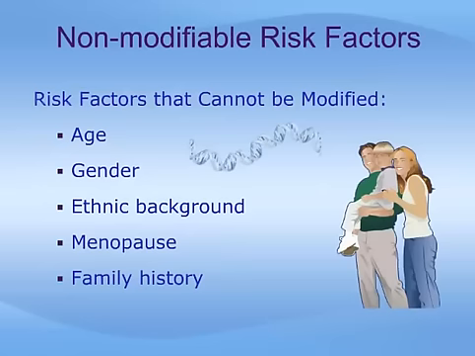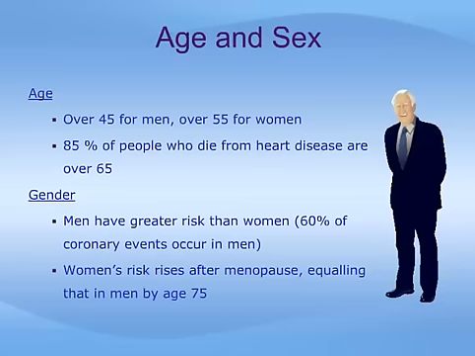Risk factors that we cannot change are called non-modifiable risk factors. Those that we can change, generally by making healthier lifestyle choices, are called modifiable risk factors. Non-modifiable risk factors for atherosclerosis include age, gender, ethnic background, menopause, and family history. Now, let's look at these risk factors in a bit more detail, beginning with those that cannot be modified.